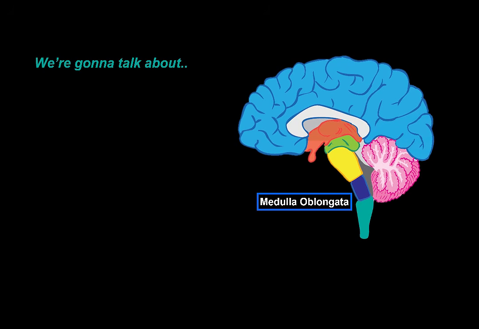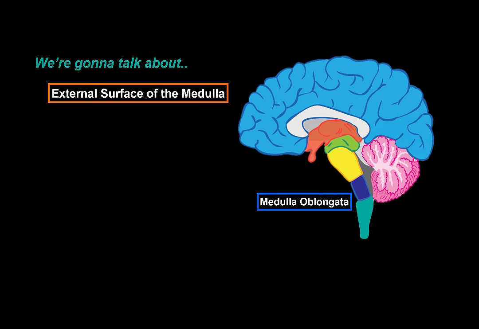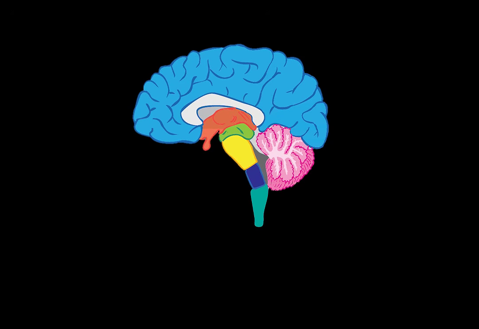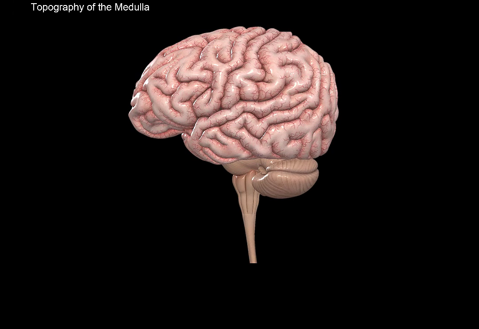So in this video, we're first going to cover the external surfaces of the medulla, basically look at its topography and what structures you'll find from an anterior view and a posterior view. And then we're going to slice up the medulla to look at the internal surface, basically see how the gray matter and the white matter are arranged within it. And at the end of this video, you'll find a quiz which you'll hopefully be able to pass based on this video.